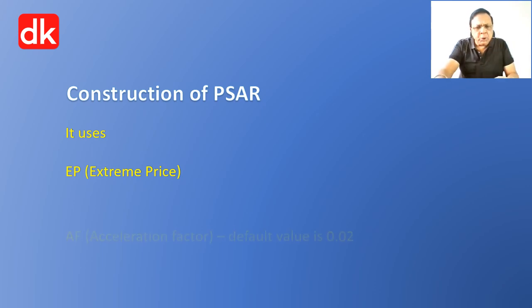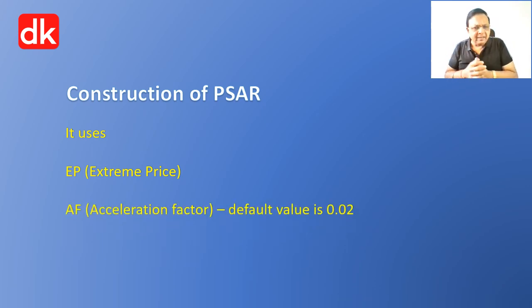And then it uses an acceleration factor. Because if the price is moving up, there should be some kind of acceleration factor which has to be used so that parabolic SAR can subsequently be constructed or placed on the price chart.